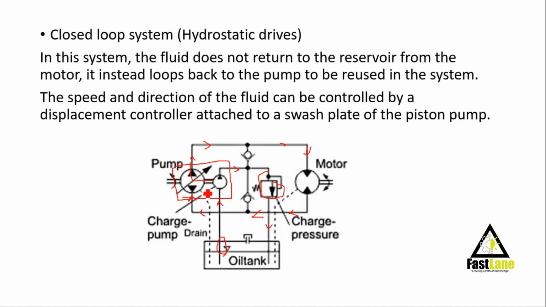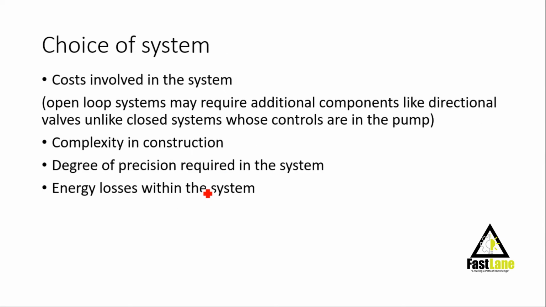So in this case, in the closed loop system, we save on the money which would have gone into purchasing a directional control valve, and the tubing also we use less, so there are fewer components in the closed loop system.